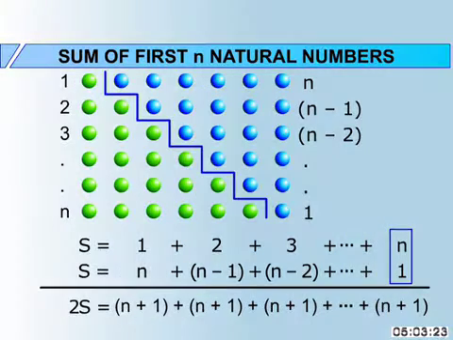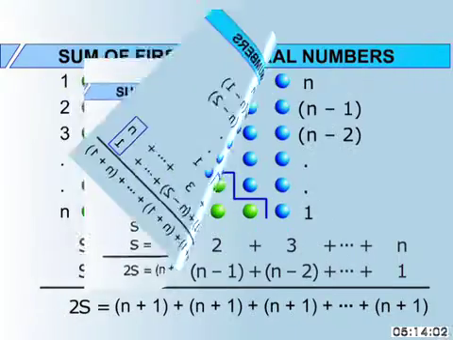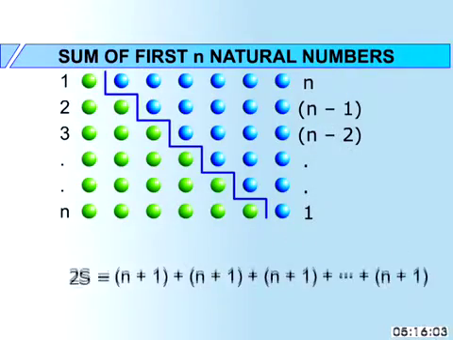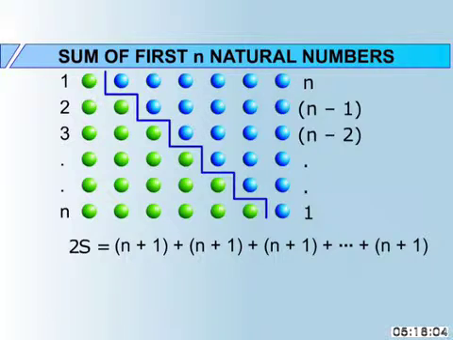Therefore, 2 into s will be equal to n plus 1 plus n plus 1 plus n plus 1 and so on up to n times.